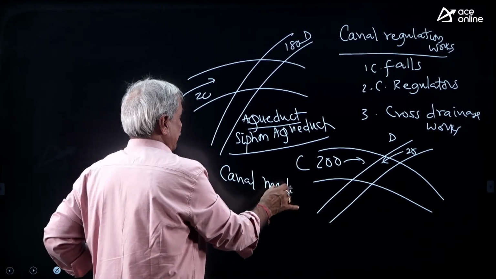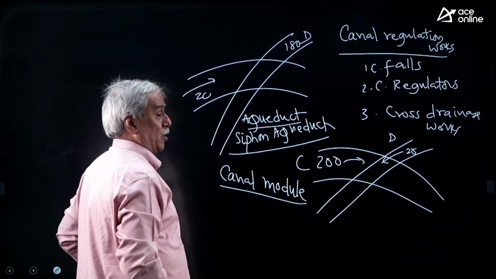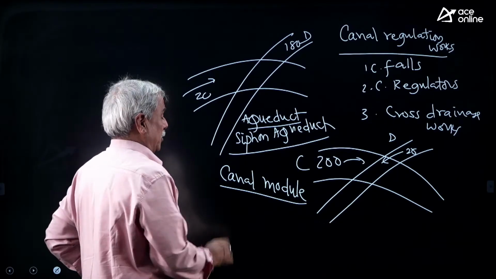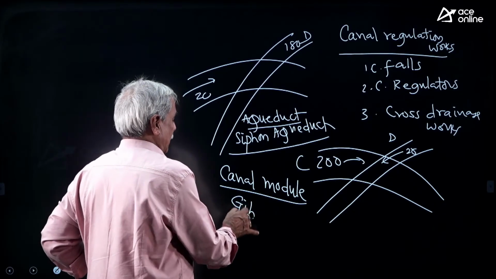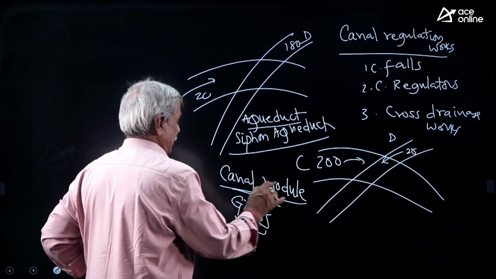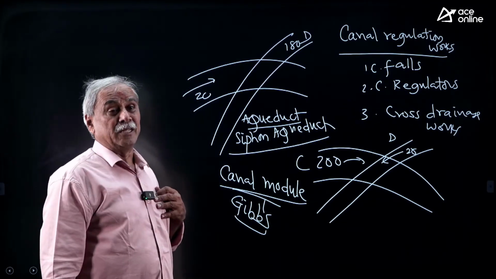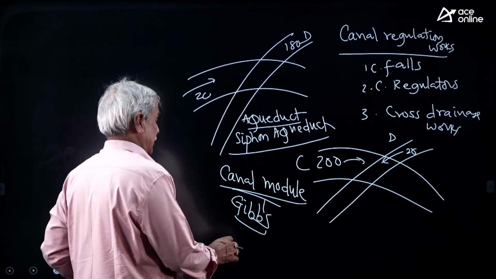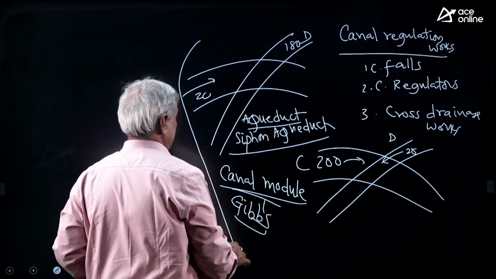What is the difference between canal rigid module and semi-rigid module? What type of modules are commonly asked? Rigid module, that is GIPS rigid module. It is one of the PYQs of the ISRO Civil Engineering Assistant Engineers Examination. So, such details you must be practicing.